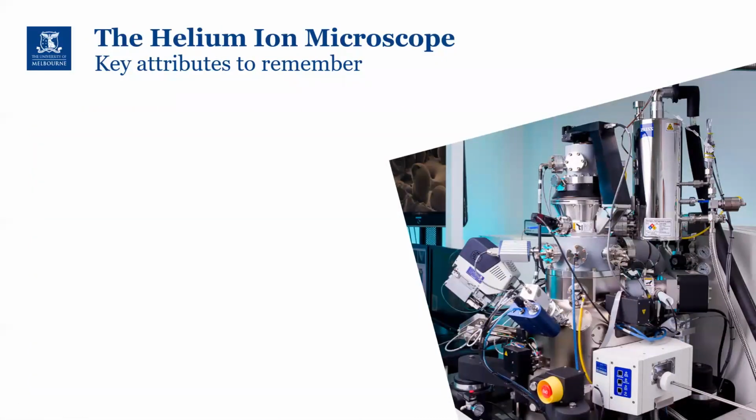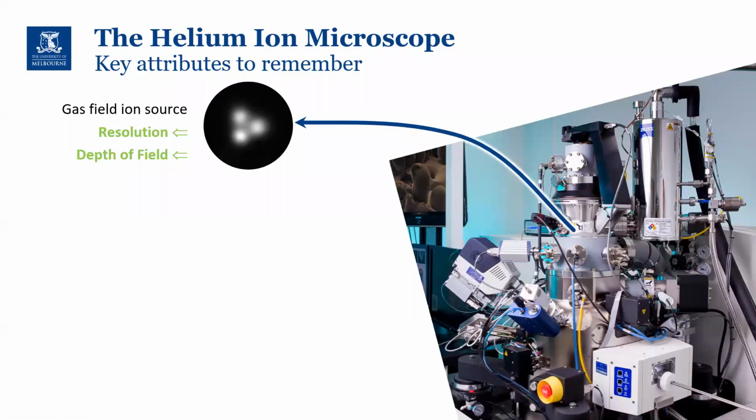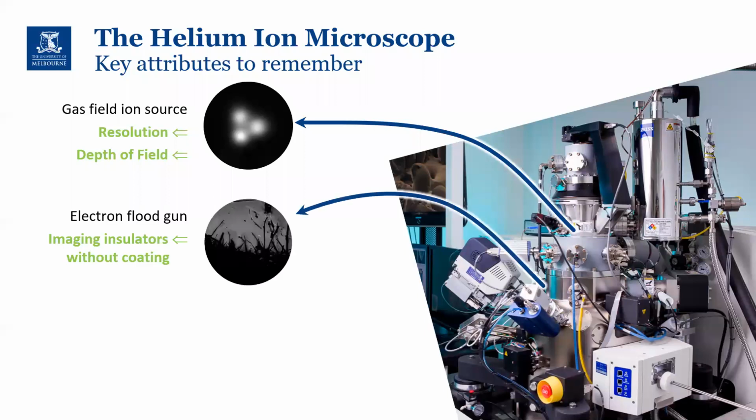So what do I want you to remember from this webinar? These are the key attributes that we consider to be very important about the helium ion microscope. This is what I want you to remember about the microscope. It has high resolution and a high depth of field owing to the gas field ion source that we use. We can image insulators without a coating due to the use of an electron flood gun.